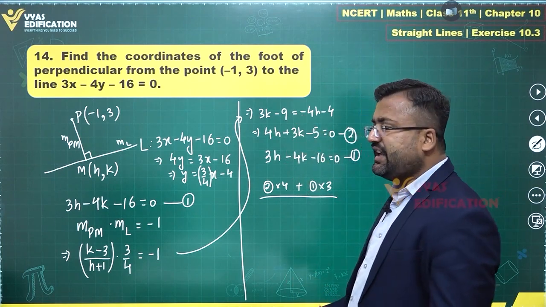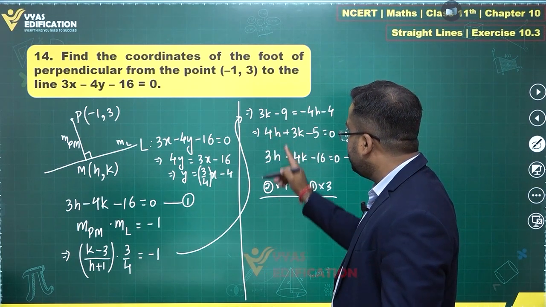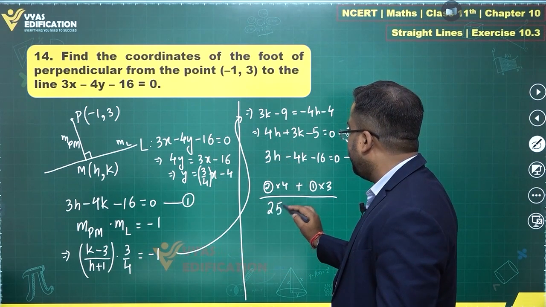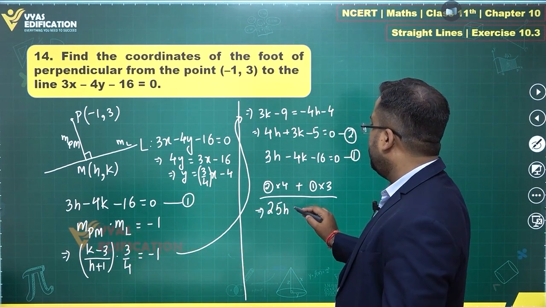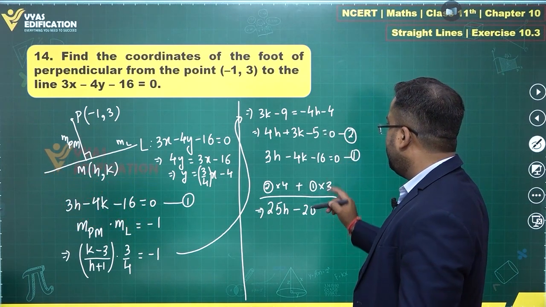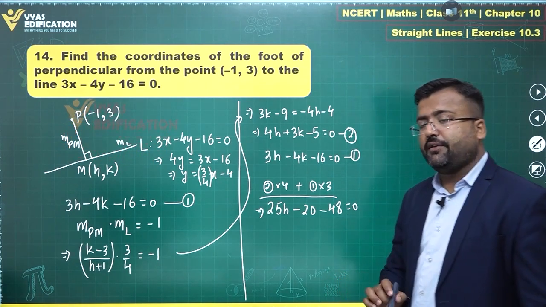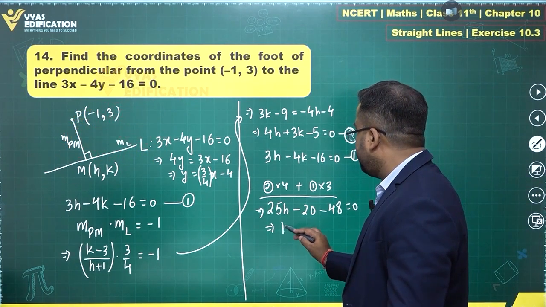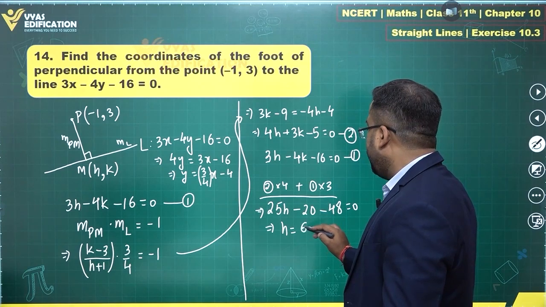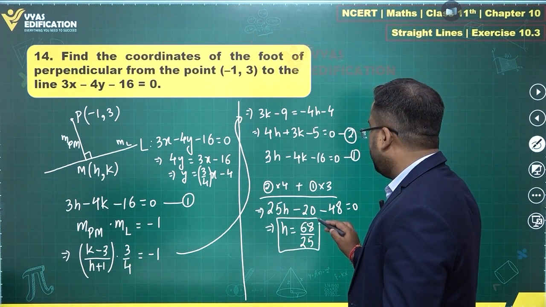Adding them will eliminate k. And what will this become? This is equation 2 multiplied by 4, 16 plus 9 is 25h, and as k is gone, you get minus 20 and minus 48 is equal to 0. This is what I am getting, right? This tells me h will be equal to 68 upon 25. h comes out to be 68 upon 25.